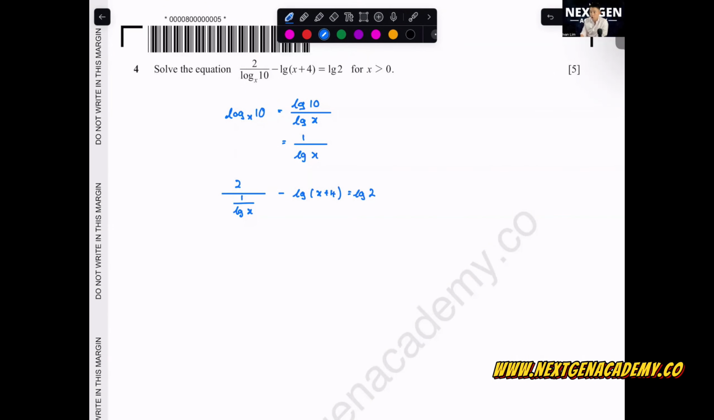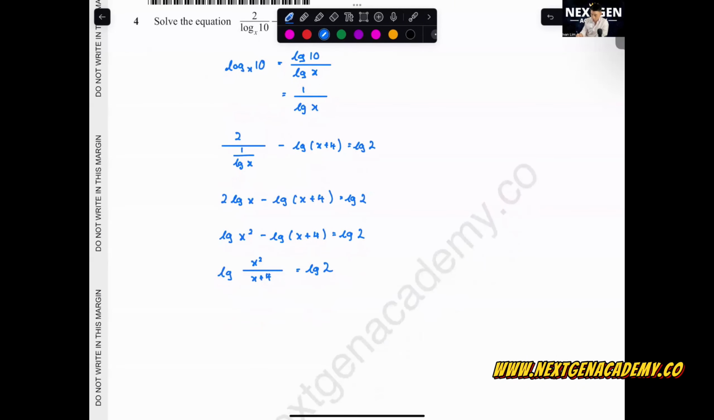2 divided by a fraction, okay, you will get 2 times log x over 1. So we'll get 2 log x minus log x plus 4 equals to log 2. This one you get log x squared, minus log x plus 4 equals to log 2. Log x squared over x plus 4 equals to log 2. When you both sides got log, here will be x squared over x plus 4 equals to 2. And then we multiply, x squared equals to 2 bracket x plus 4, 2x plus 8.